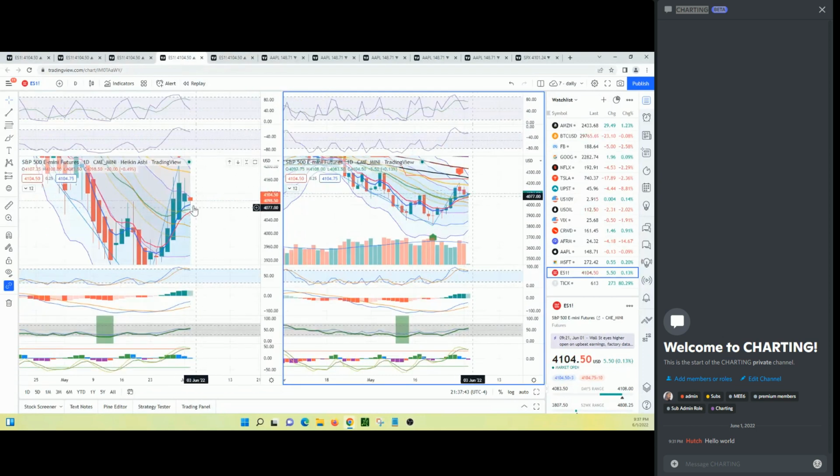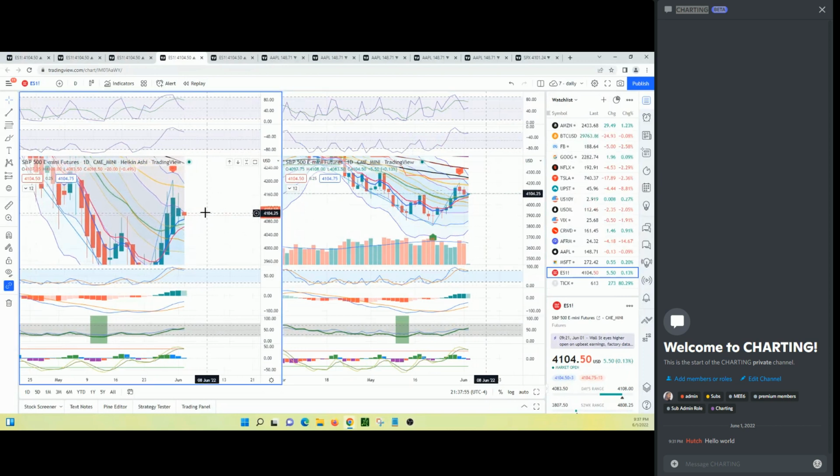Right now, let's play this game, right? To the downside, 4086. If that breaks below there, then we're looking for 4060. And to the upside, again, 4108 or whatever this number is. If it clears, then we're looking for again a push into this number.